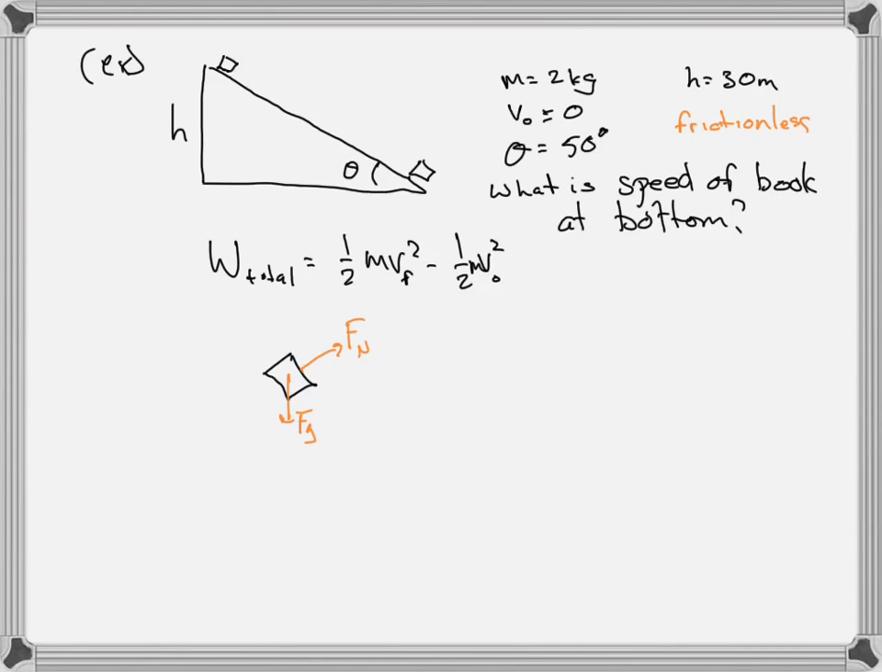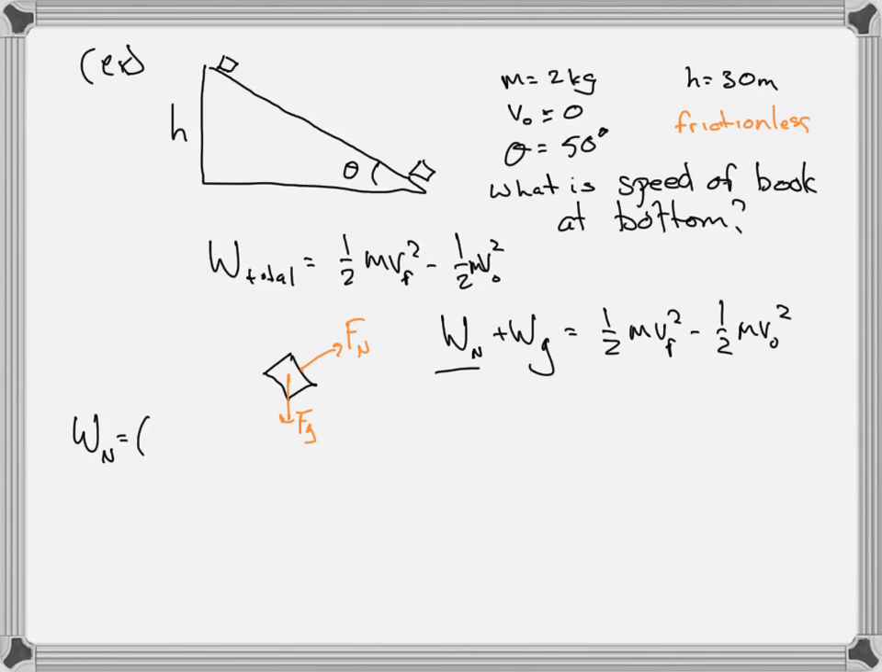And those are all the forces. So we can say, work total is therefore the work done by the normal force plus the work done by the gravitational force equals 1/2 mv final squared minus 1/2 mv initial squared. Okay, so we've got to figure out these two things. So let's start with, I don't know, the work done by the normal force. Let's calculate that separately, from the definition of work.